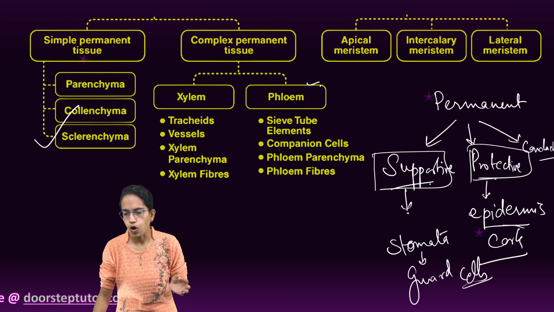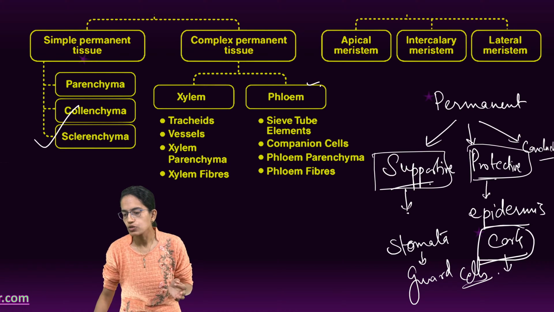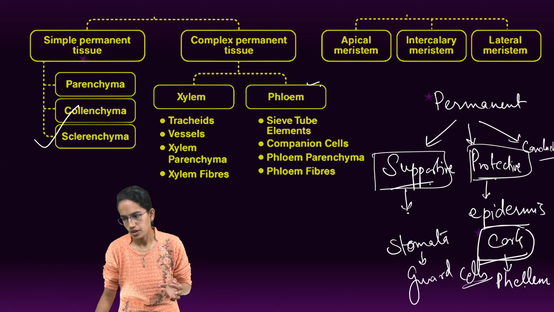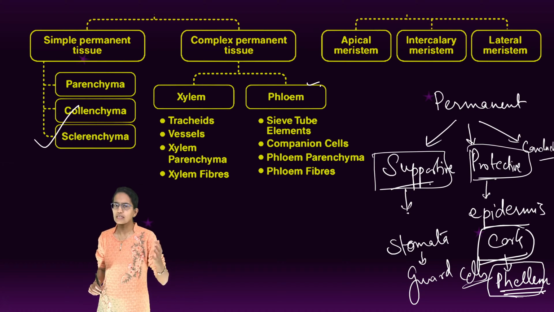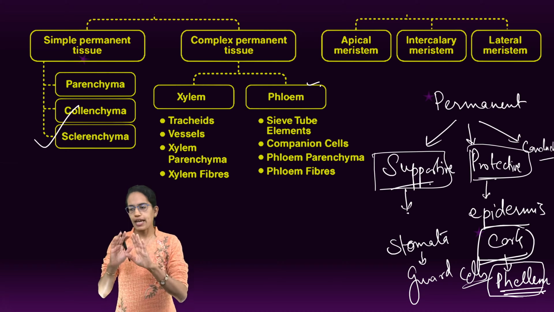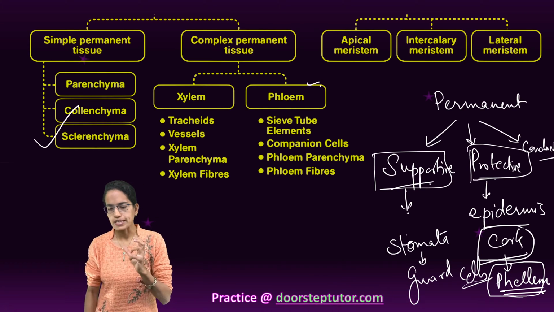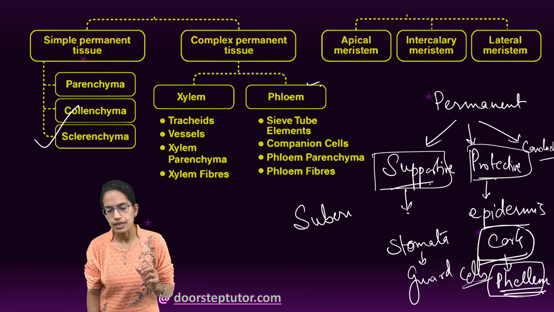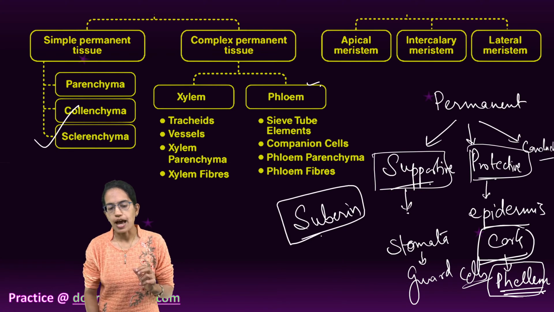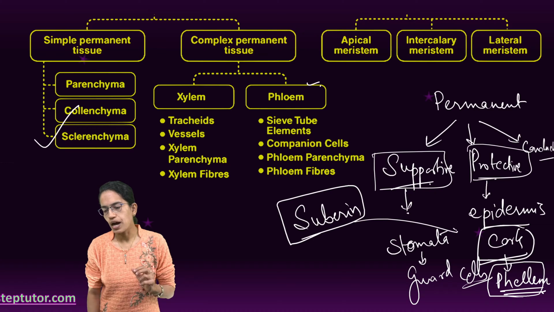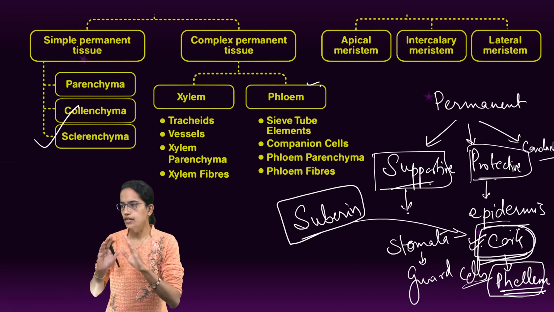The next is cork. What is cork? Cork is also known as phellem. Now phellem is a protective tissue which is usually seen in old dicot plants. It can be lignified and there can be a deposition of wax which is known as suberin. So suberin is a waxy deposition which is part of the cork, and cork is actually at the periphery.